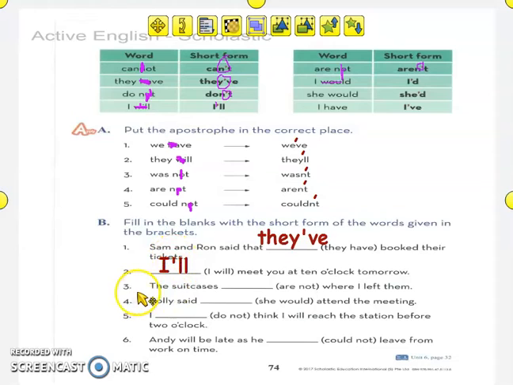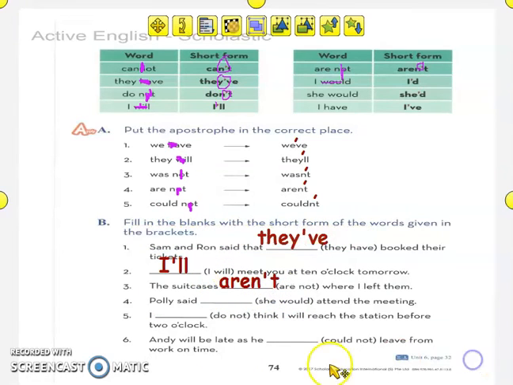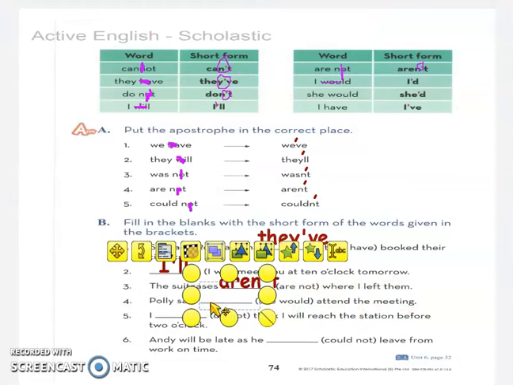Number 3. The suitcases are not where I left them. The short form of are not is aren't. And also we use the apostrophe instead of the missing letters. Number 4. Polly said she would attend the meeting. The short form of she would is she'd.